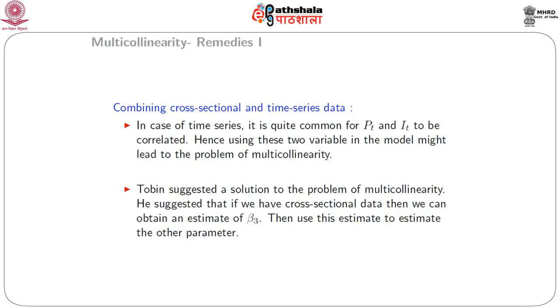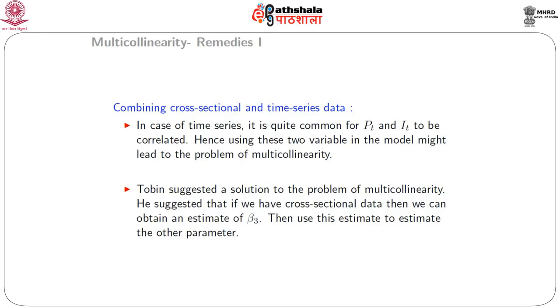But the time series model that we had looked at in the previous slide gives us a model which contains both these predictors for the response variable, number of cars sold. Hence, these two variables in the model might lead to the problem of multicollinearity. So, statistician Tobin suggested a solution to the problem. He suggested that if we have cross-sectional data in addition to the time series data that we have, then we can obtain an estimate of the parameter beta 3 and then use this estimate to estimate the other parameters in the model with precision.